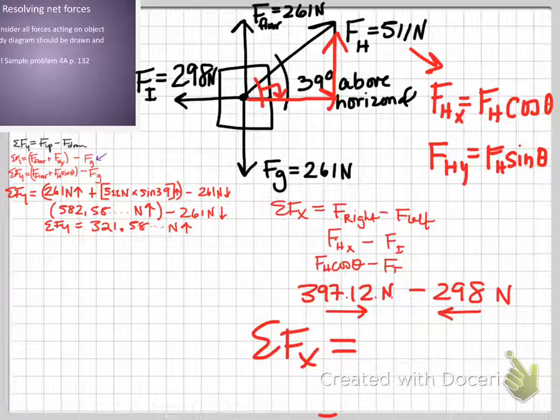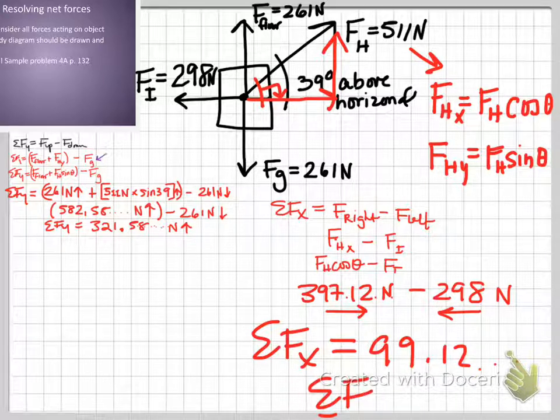Who wins this tug of war? That's our question. You get something along the lines of 99 newtons. So 99.12, blah, blah, blah. How many sig figs do we have? Ooh, 2. We're limited by that stupid angle. So we get 99 newtons to the right. And I just shorthanded it by doing the arrow. These are not hard. They're just bookkeeping. We're just looking for net forces.